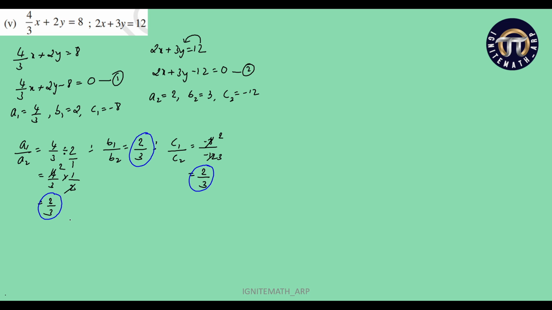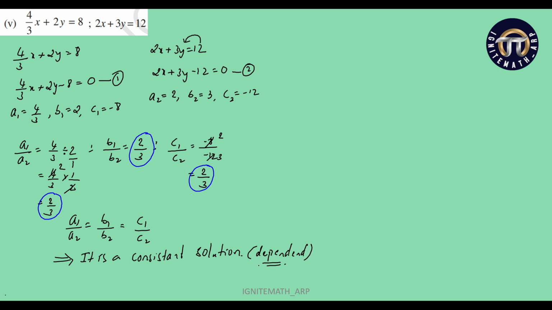So what can I write, children? I can say that A1 by A2 is equal to B1 by B2 is equal to C1 by C2. So I'll get the coinciding lines. So it means infinitely many solutions. Infinitely many solutions in the sense what, children? It is consistent, but it is dependent. Correct, consistent and dependent solution. Clear, children? I hope it is clear.